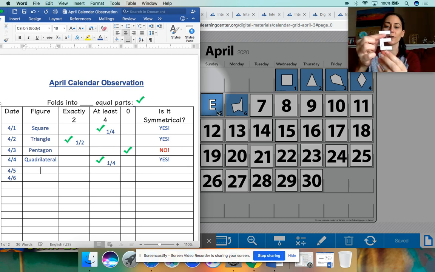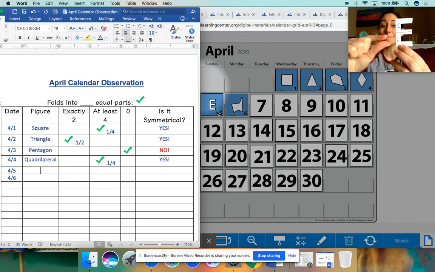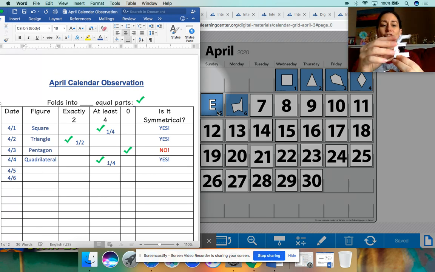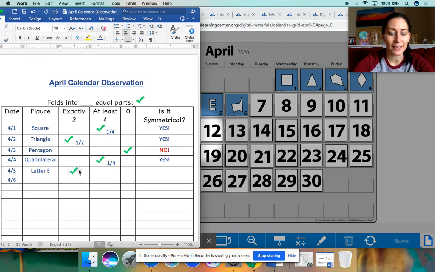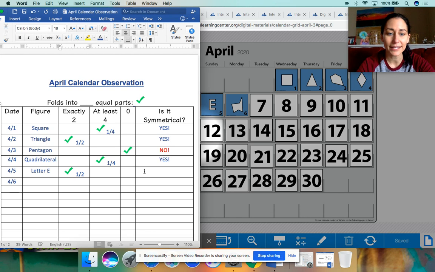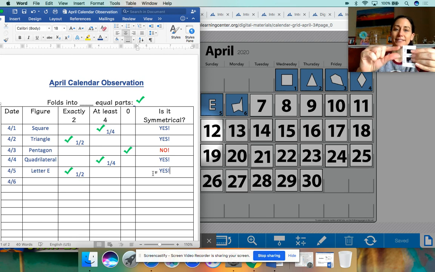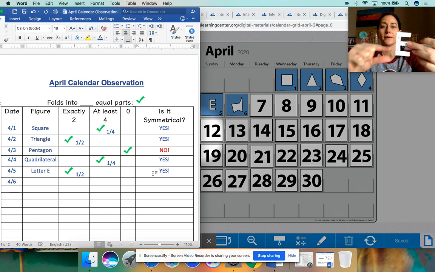I'll show you mine that I drew on already. If I draw a line going straight across there, the top part matches the bottom perfectly. So I was actually able to fold it in half. And I'm going to put, yes, it is symmetrical. But right here, what I'm going to write is just letter E. And we were able to fold it into exactly 2 equal parts. So I will put the check mark in this column for exactly 2. And we say that when it's cut in half. And over here, I will put yes, it is symmetrical because the top is a mirror image of the bottom half. Top half, bottom half of it.